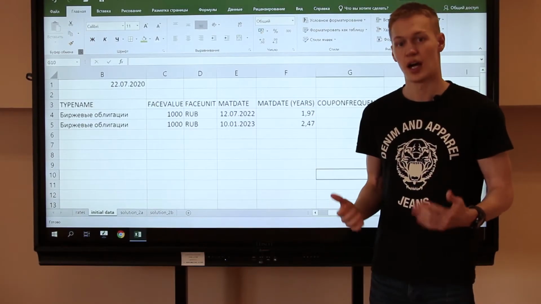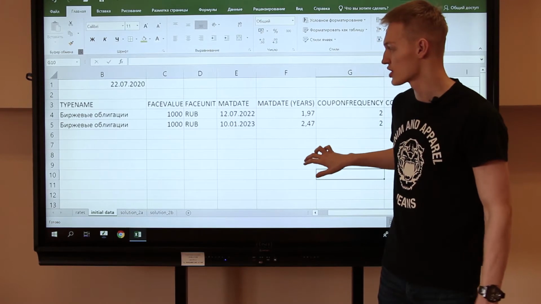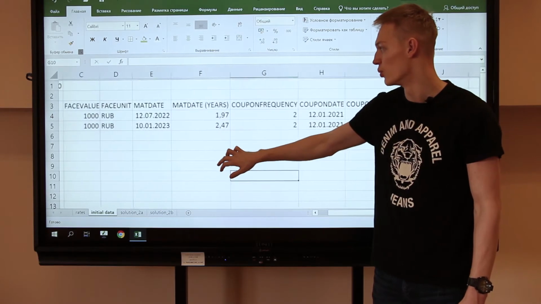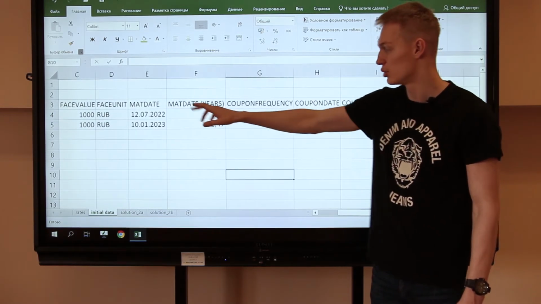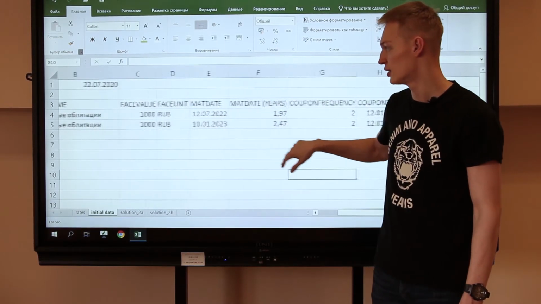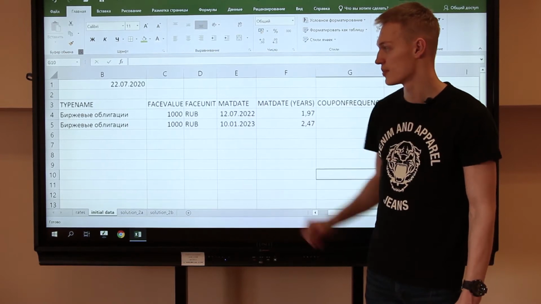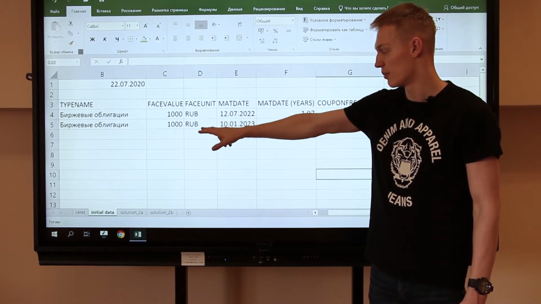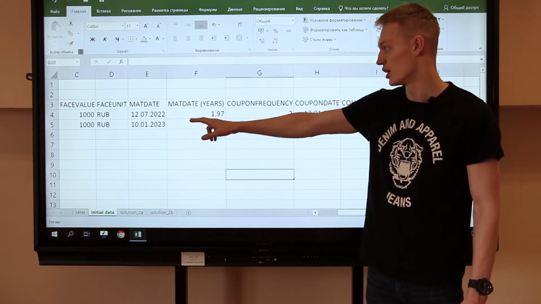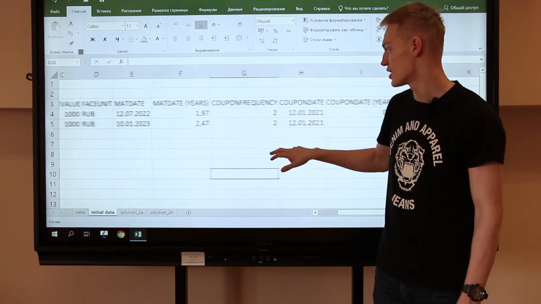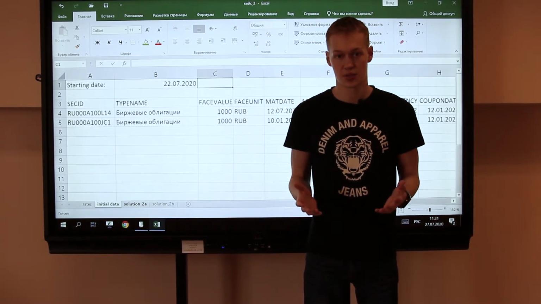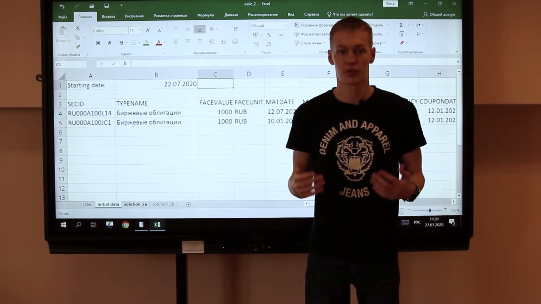Let us choose the bonds. I will use the Moscow Exchange. For example, let's take two bonds. First, bond of the Bank Otkritie with coupon frequency 2, maturity date on 12th of July 2022, and face value 1,000 rubles. And the second bond of the Eurasian Bank with maturity date on 10th of January 2023 and the same coupon frequency. To determine the investment horizon, I need to obtain current spot rates for each period of coupon payment from Moscow Exchange.